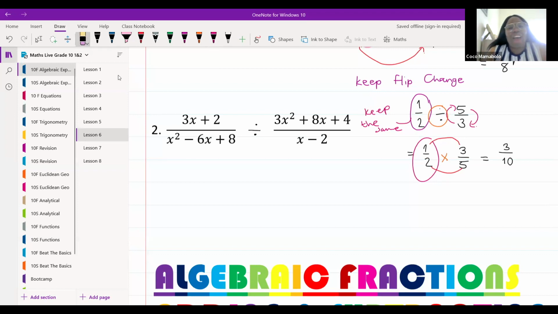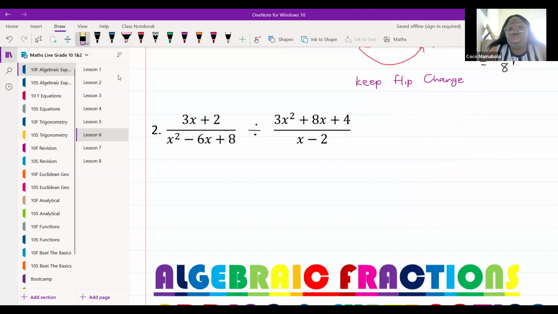Okay, great. Now I want to extend what we've just learned, and we're going to take this idea of keep flip change and use it here. Do you guys note that there's a division sign in between my two fractions? We see that? There's a division sign. So what we're going to do is keep the first part exactly the same. So we're just going to write 3x plus 2 over x squared minus 6x plus 8.